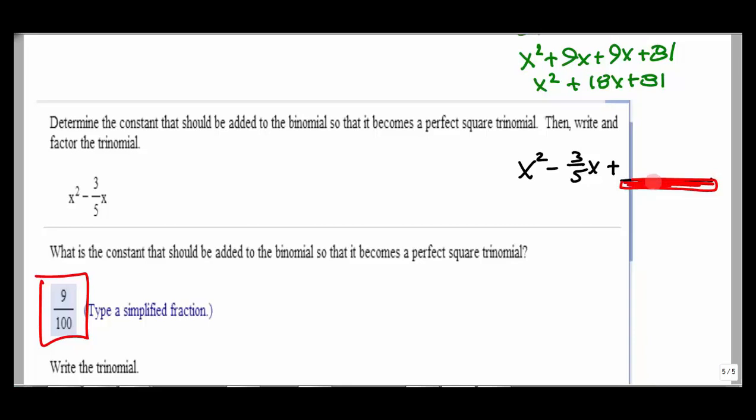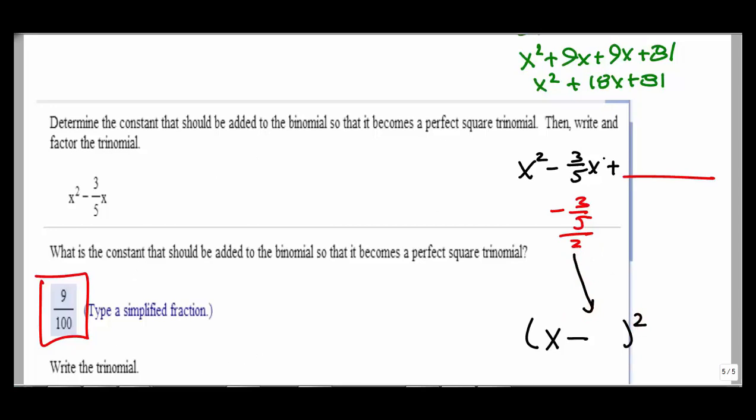Well, to get the constant that should be added, what we do is we take half of the linear term. So we take negative 3/5 over 2. And that is what is going to be half of that linear term. Now remember, this goes directly down to this piece right here. But we can't leave it as a layered fraction.